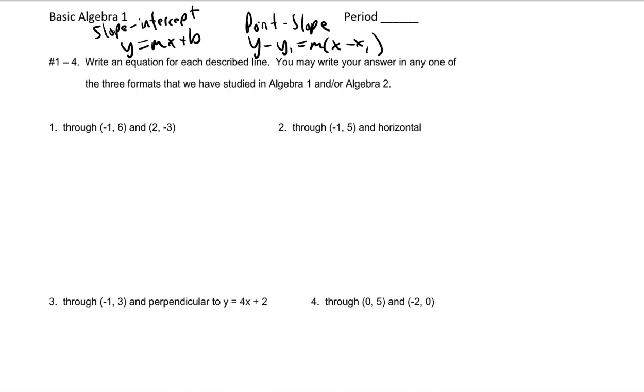Okay, so questions 1 and 4 kind of look the same. They both give you 2 points. So regardless if you need slope-intercept or point-slope, you're going to need the slope. So how can you find the slope given 2 points? Well, I guess you could graph them, plot those points, count rise over run, and that would be one way to do it as long as you count carefully.